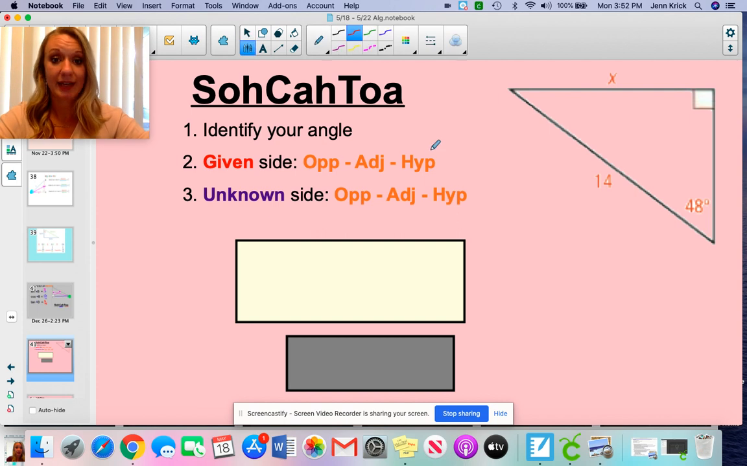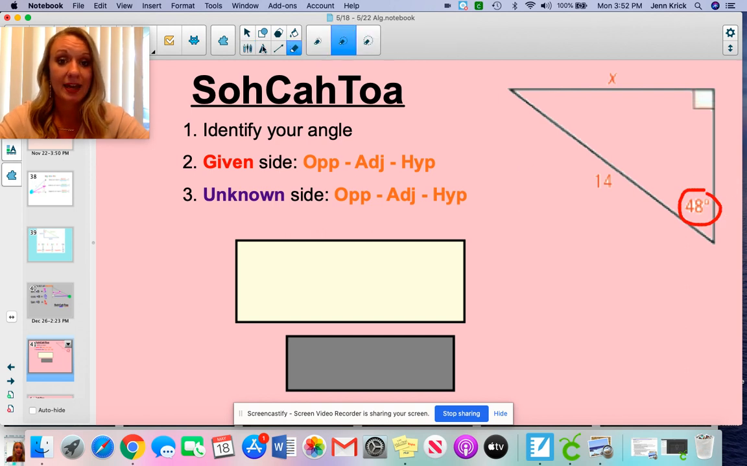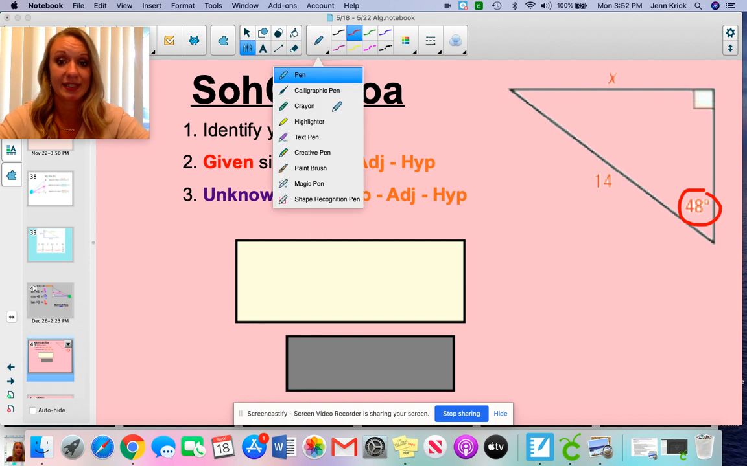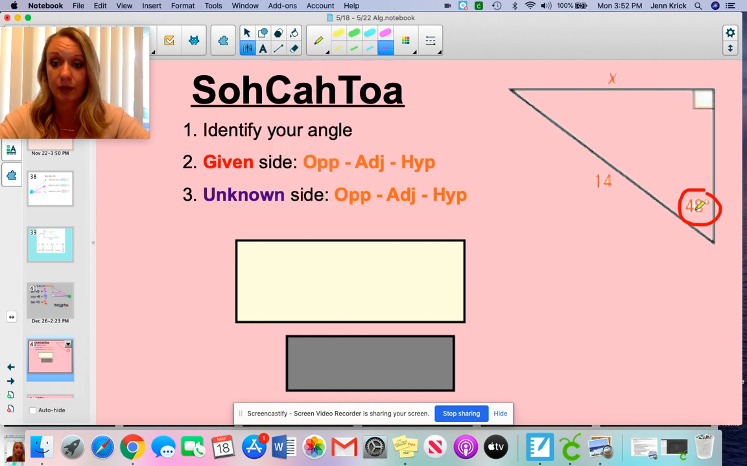So step 1, I identify the angle. That often just means that I either highlight it or I circle it. So there's my angle. Then I need to identify what's my given side. So in terms of this angle here, my given side, 15, is that an opposite, adjacent, or hypotenuse? Well, I see that it's across from my right angle, so that has to be the hypotenuse. So I'm given a hypotenuse.